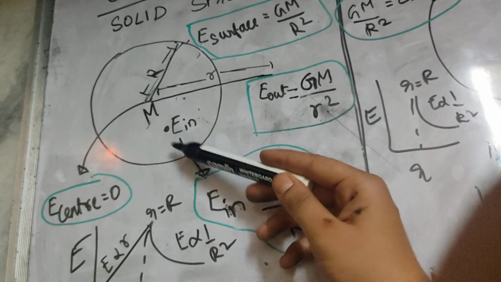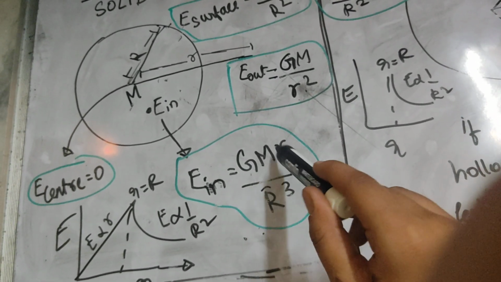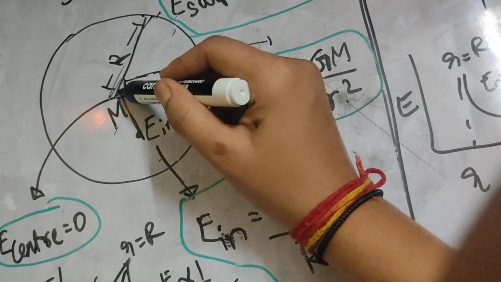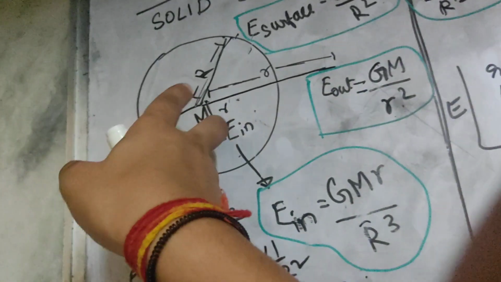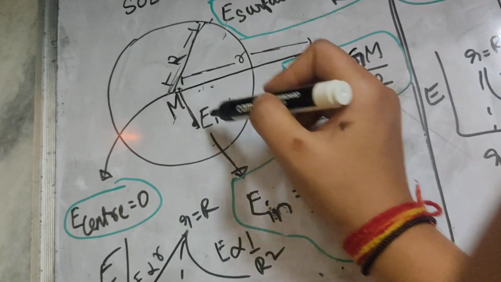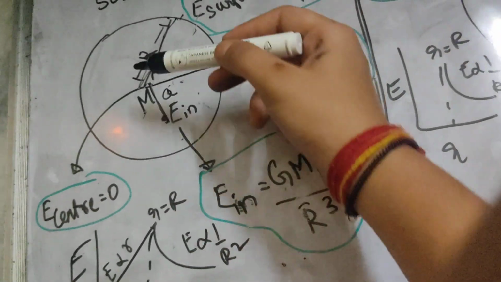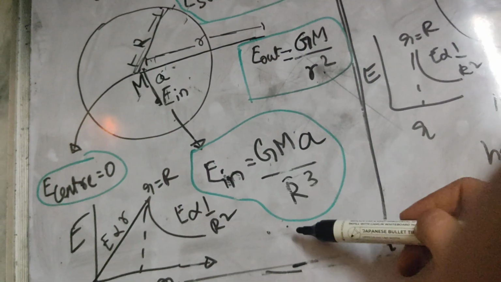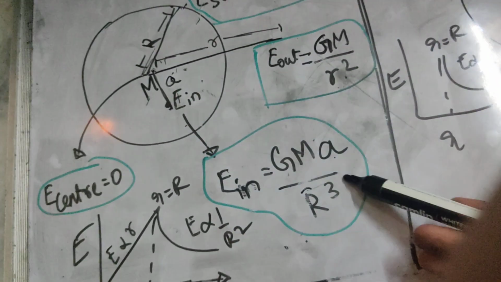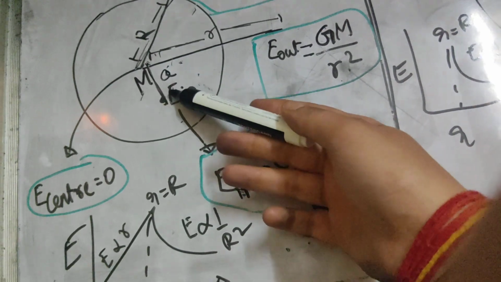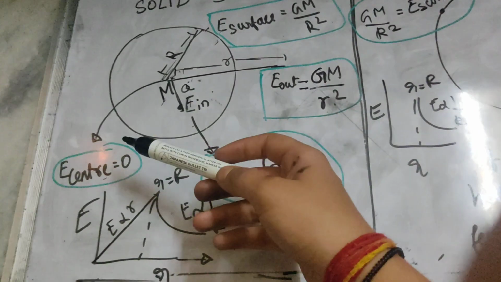Inside the solid sphere there is a slightly different formula, G into M into small r. At what distance? That small distance from the center that you are considering inside. Let me replace this with A, so as not to get confused. So inside, at distance A, it is G M A upon R cube. And E at the center, if you place A value 0 here, this whole term will become 0, because A will be 0 at the center. So E center will be 0. So these are the four cases for the solid sphere.